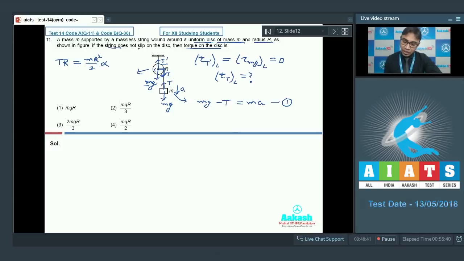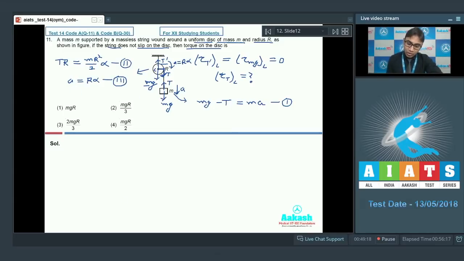Now the question says that the string does not slip on the disk. So we can say that this acceleration and the acceleration of the periphery of this disk must be equal to r alpha. These two must be equal because the string does not slip on the disk. So we can say that a must be equal to r alpha. So we have got three equations. This is the second equation and this is the third equation, right?